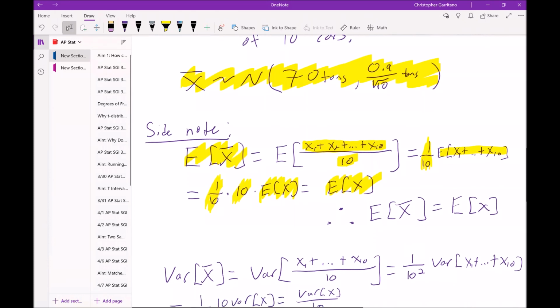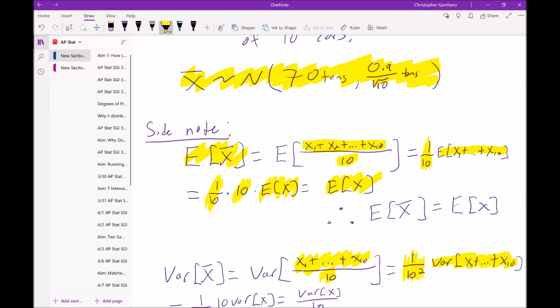So for the variance of x bar, similarly, instead of writing x bar, I'm going to write it as the sum of 10 x's divided by 10. That is how you get an average. The rules of variance say that if I have a constant and I want to pull it out, I can pull it out, but I have to square it. So I have 1/10 squared times the variance of x1 plus and so on, plus x10.